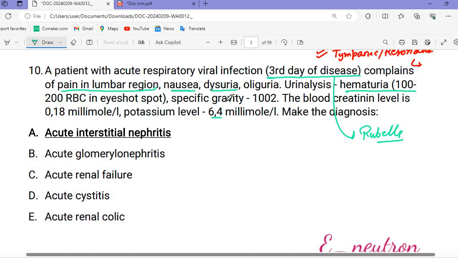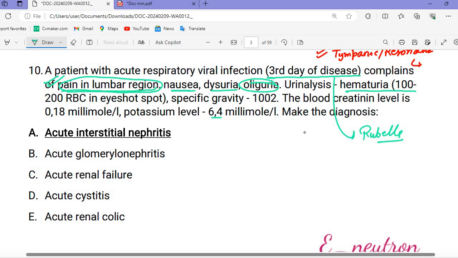See the question now. There is an acute respiratory viral infection, with complaints of pain in the lumbar region, nausea, dysuria, and oliguria. Remember why there is pain in the lumbar region: the kidney is present retroperitoneally in the lumbar part. That's why the pain will be referred to the lumbar region. There can also be hematuria.